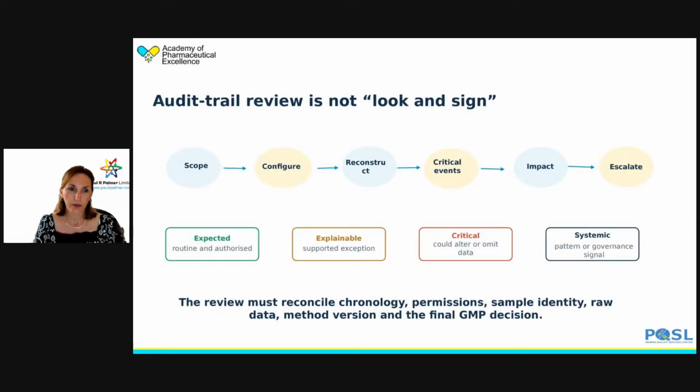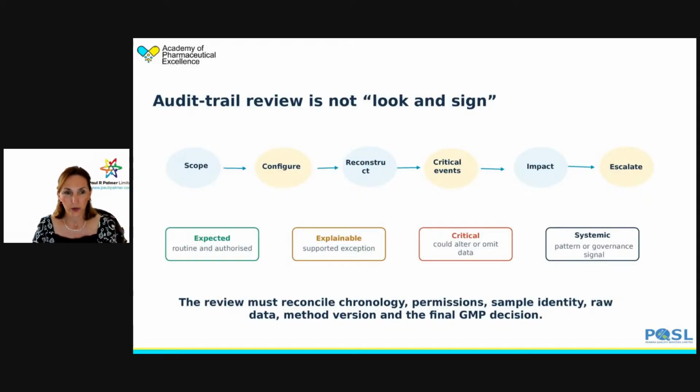A sensible review starts by defining the scope: which record, system, or period is being reviewed. What does my audit trail review cover? And which events could affect identity, result, method, sequence, approval, or retention. Then you want to confirm that the audit trail is enabled, protected, time synchronized, and readable, and that the reviewer is independent and competent where practicable.